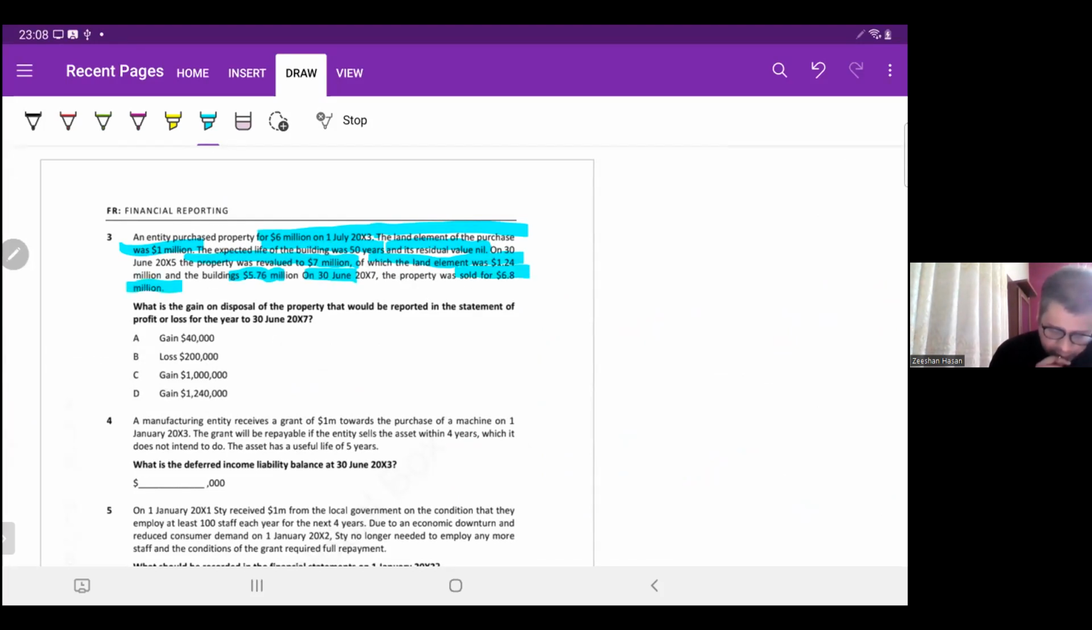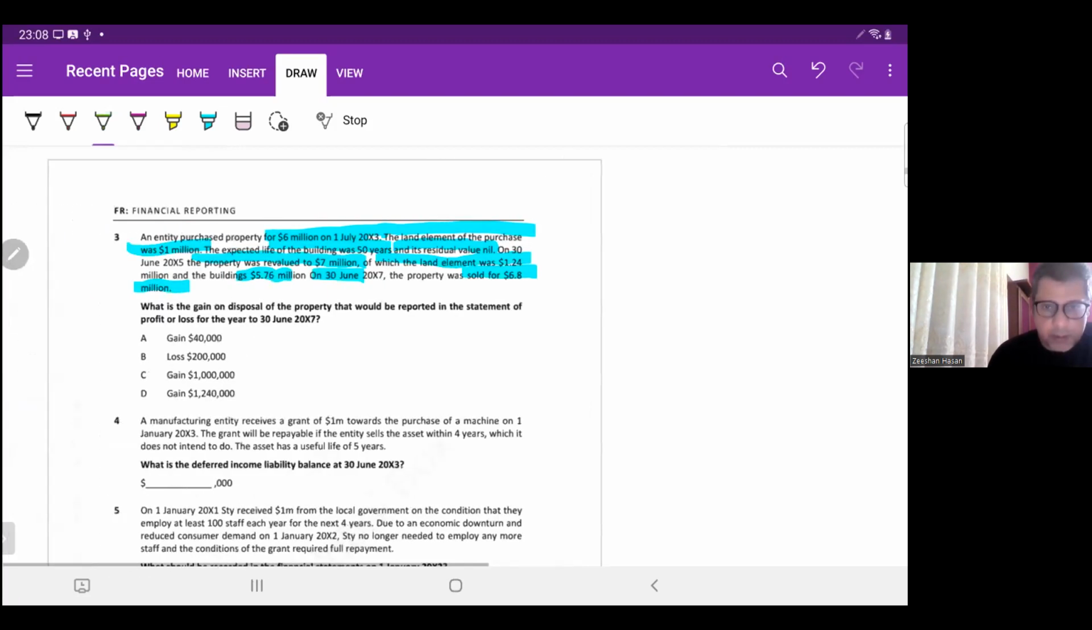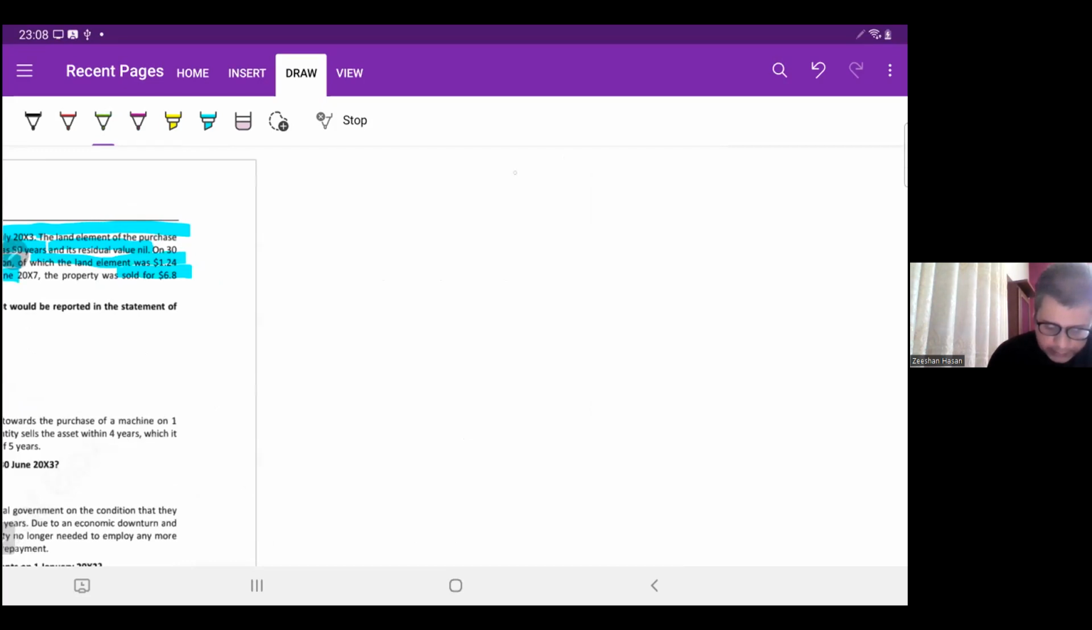Okay, so what is the gain on disposal of the property that would be reported in the statement of profit or loss for the year to 30th June 2007? Now, look at it carefully. We have three elements in it: the land element, the building element, and the total.